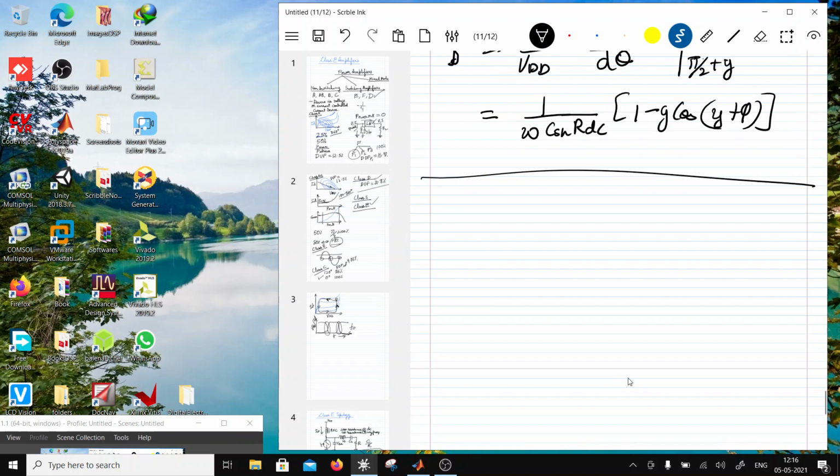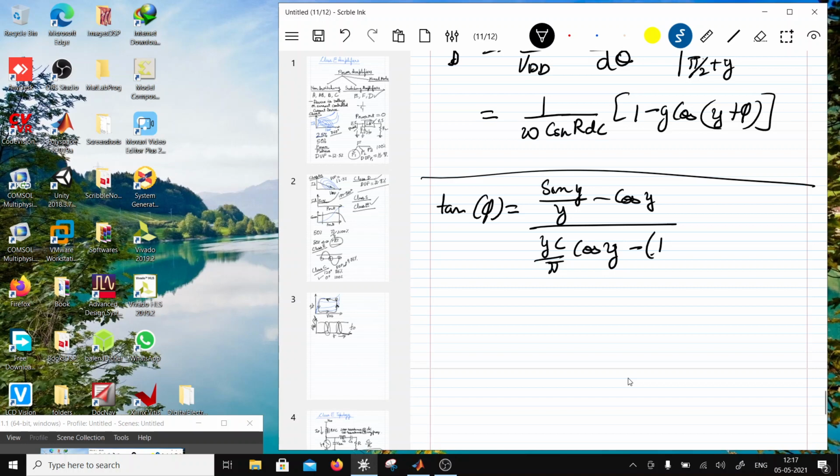So I can have tan of phi equal to sine of y divided by y minus cos of y. This is half the off duty cycle, divided by y, c by pi, cos of y. So this is the simplified form, 1 minus, this is coming from the slope, c by xi by pi times sine of y.